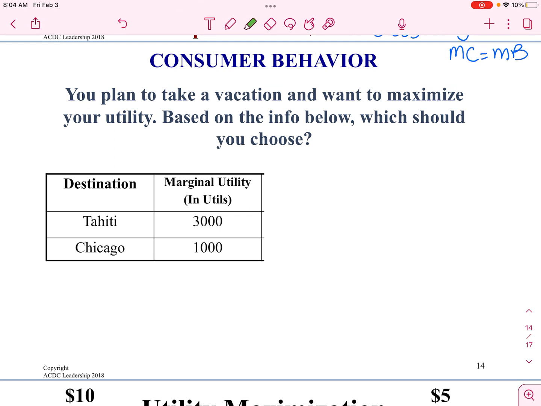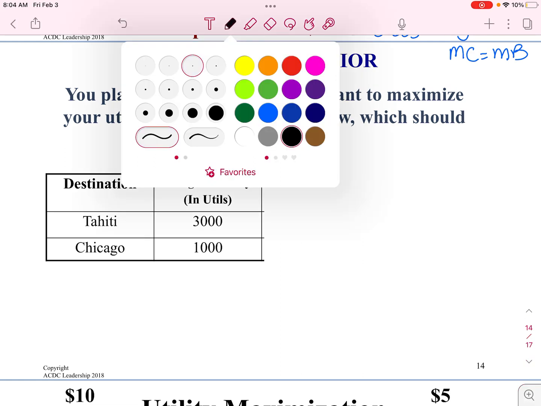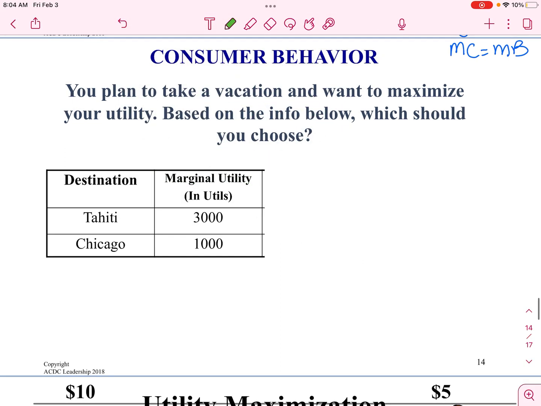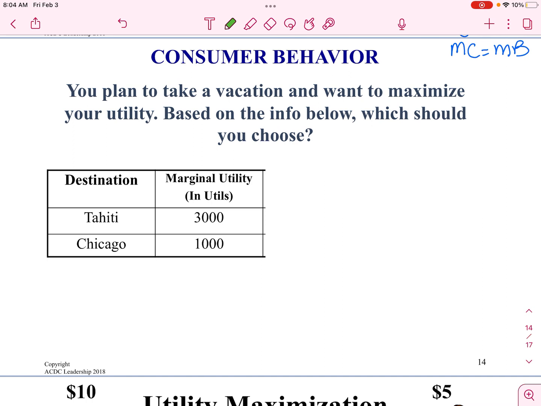Yes, of course, we would choose Tahiti if we didn't have any information, but you're probably wondering, how much does it cost to go to Tahiti? How much does it cost to go to Chicago? Well, let's just say that the price for Tahiti is $3,000, and the price for Chicago is $500. And now, given this information, which one would you choose?